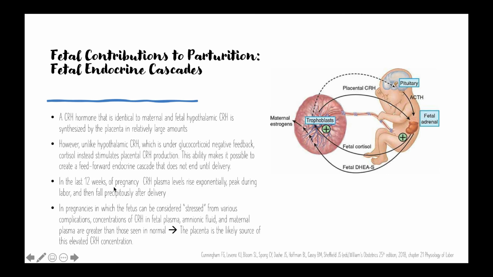In the last 12 weeks of pregnancy, CRH plasma levels rise exponentially, peak during labor, and then fall precipitously after delivery. In pregnancies in which the fetus can be considered stressed from various complications, concentrations of CRH in fetal plasma, amniotic fluid, and maternal plasma are greater than those seen in normal pregnancies. So the placenta is the likely source of this elevated CRH concentration.